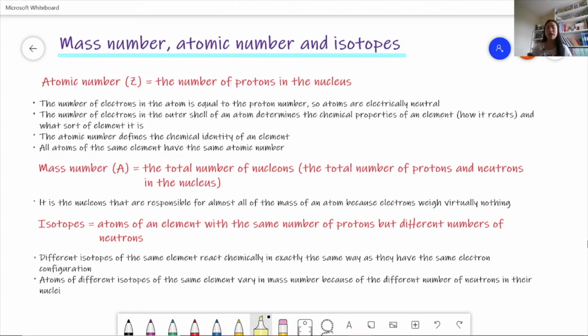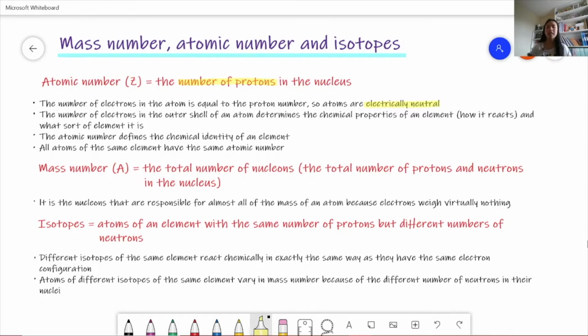Now we're going to have a look at mass number, atomic number, and isotopes. These are three definitions that you really need to know. The first is the atomic number, which we sometimes write as Z. This is just equal to the number of protons in the nucleus. The number of electrons in the atom is equal to the proton number. The proton number is also the atomic number. And so atoms are electrically neutral because we have the same number of positive charges and negative charges.